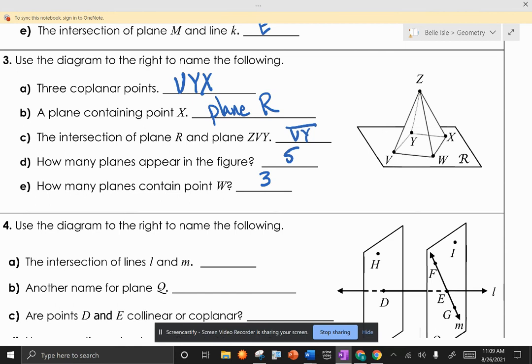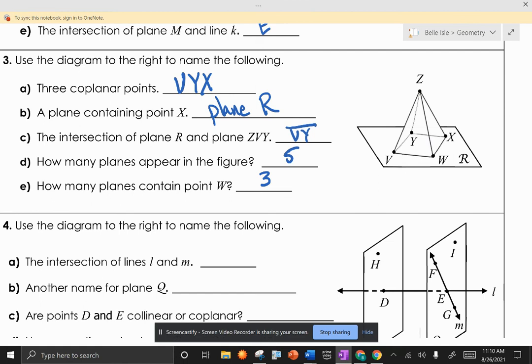C, the intersection of plane R and plane ZVY. Line VY would work. Did you say VYWX, if you wanted to go around the whole thing? I'll take that. Okay, so D, how many planes appear in the figure?